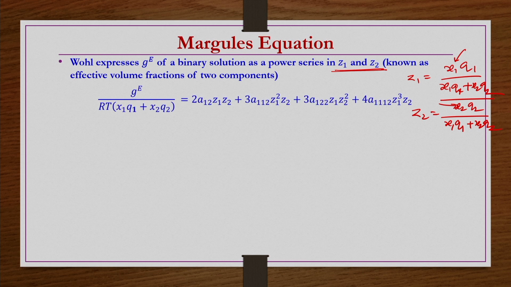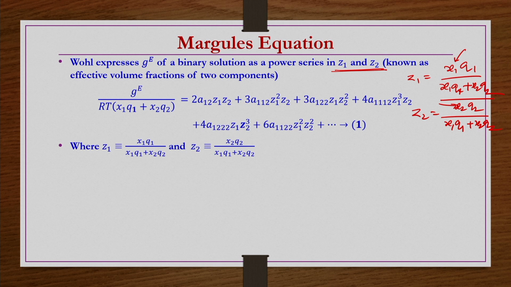So, what is this expansion? We have seen that GE divided by RT times (x1 q1 plus x2 q2) is equal to this expression, right. We have written only up to the fourth power terms, and this series actually continues, where Z1 is given by this one and Z2 is given by this one. They indicate the effective volume fractions of the two components.